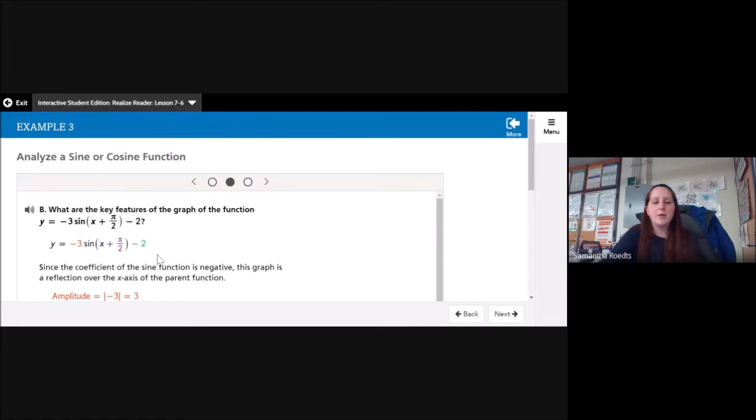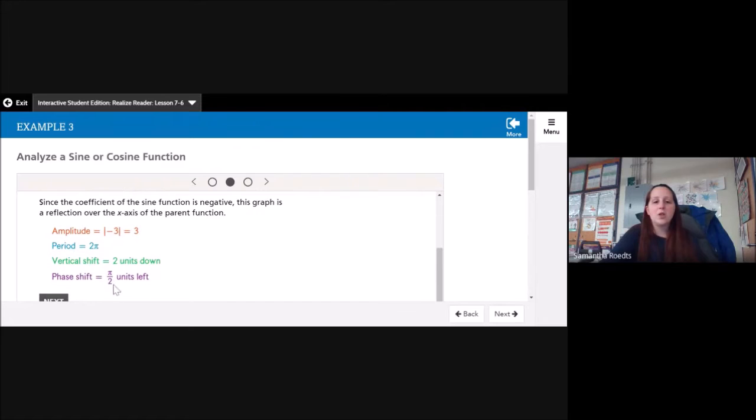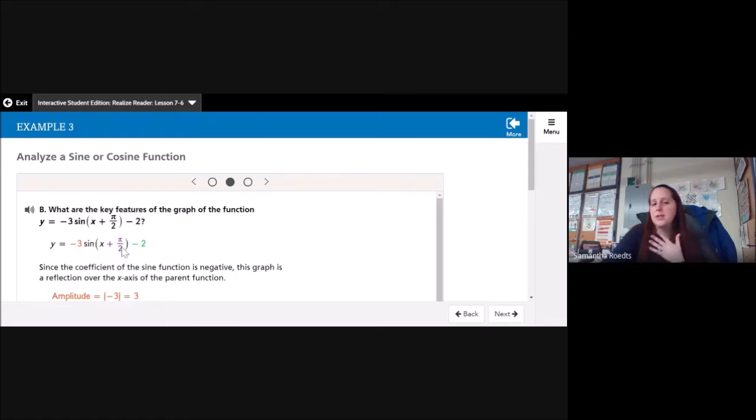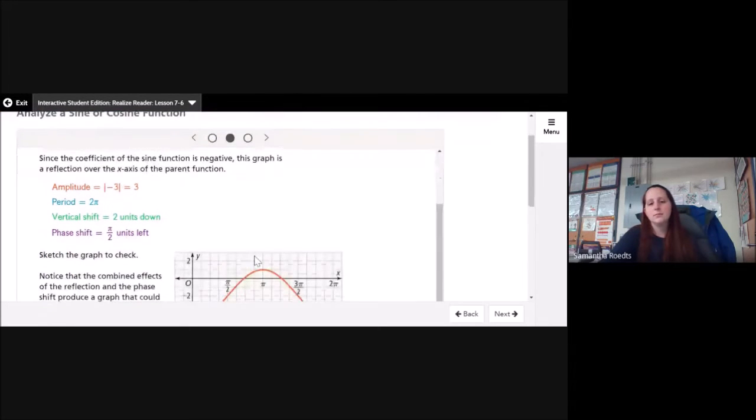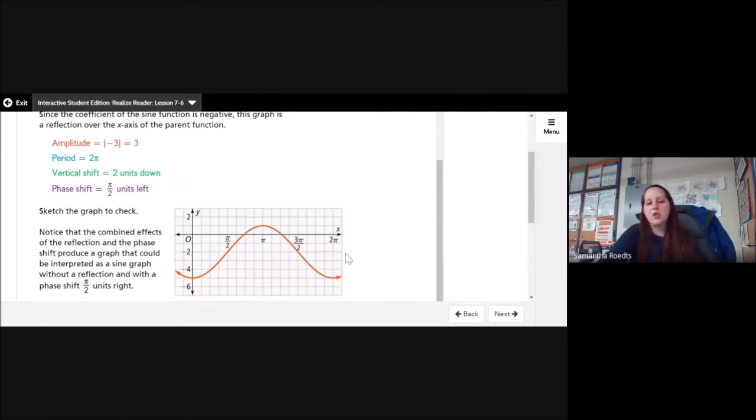And then this plus pi over 2 gives me my phase shift, or my horizontal shift, which is pi over 2 units to the left. And remember, this is always the opposite direction that you probably think it is. So if it's plus, I'm going to the left. If it's minus, I'm going to the right. You can sketch the graph to check. Notice that the combined effects of the reflection and the phase shift produce a graph that could be interpreted as a sine graph without a reflection and with a phase shift pi over 2 units right.